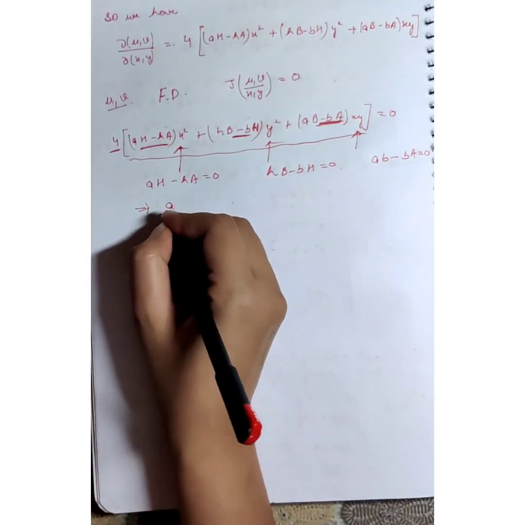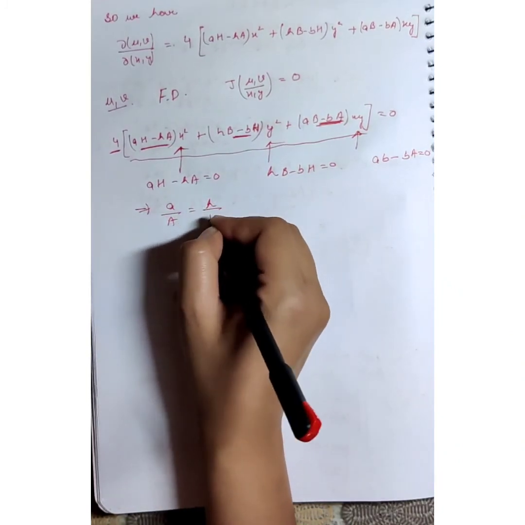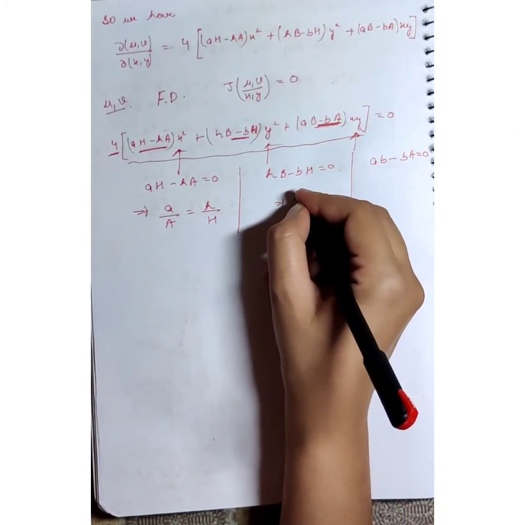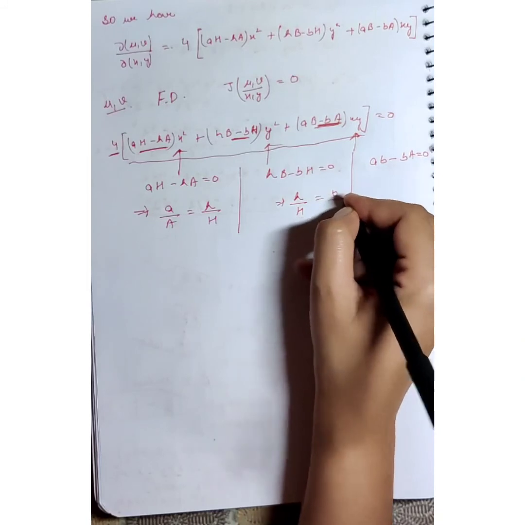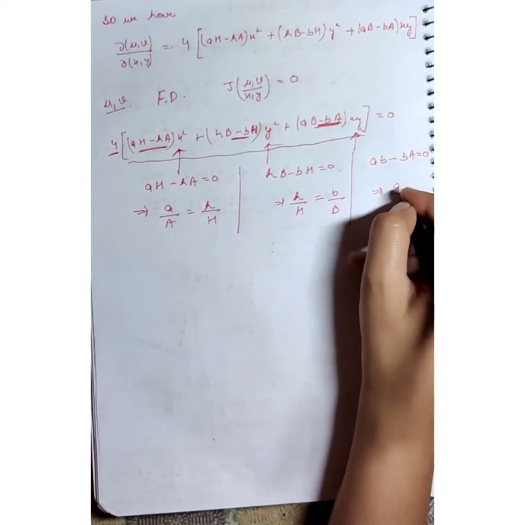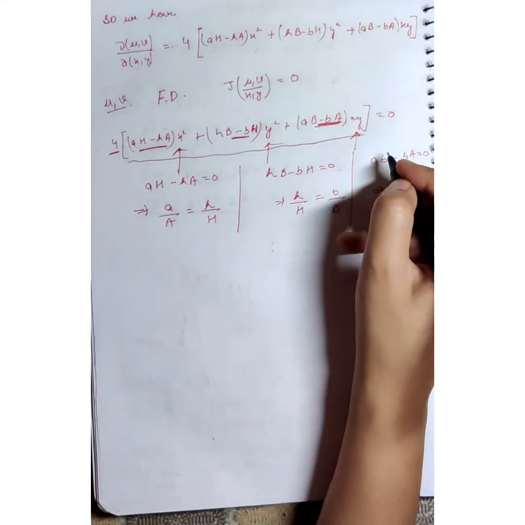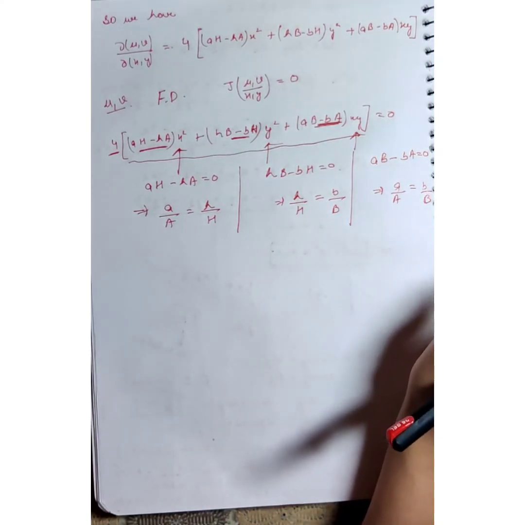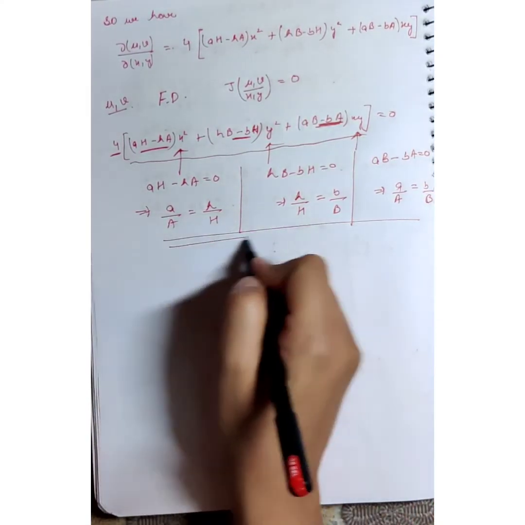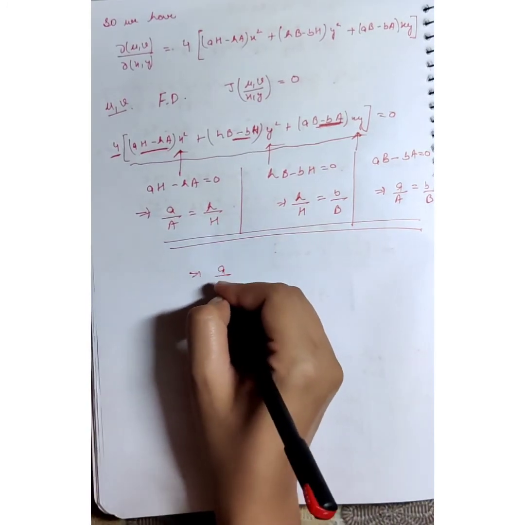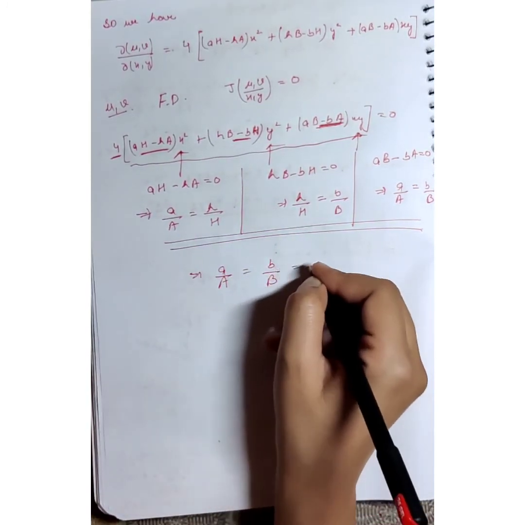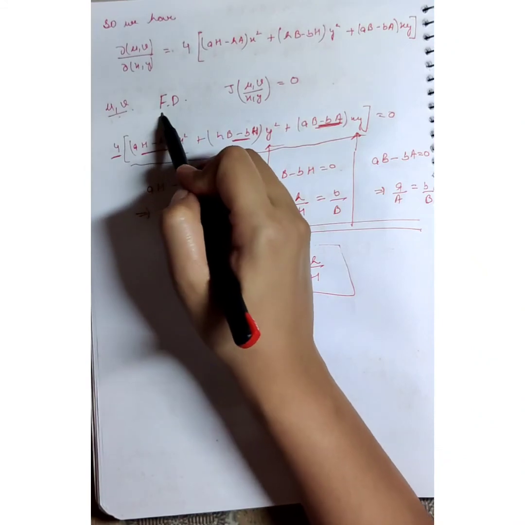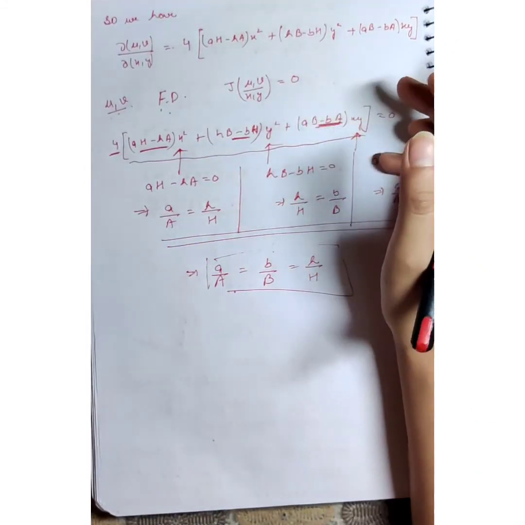From here we get a by capital A is equal to h by capital H. This implies h by capital H is equal to b by capital B, and this implies a by capital A is equal to b by capital B. From here we can conclude that a by A is equal to b by B equal to h by H. So we can say that if this relationship exists, then U and V are functionally dependent. Otherwise, they are functionally independent.